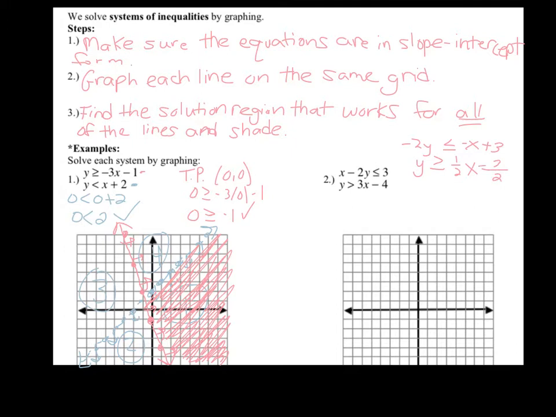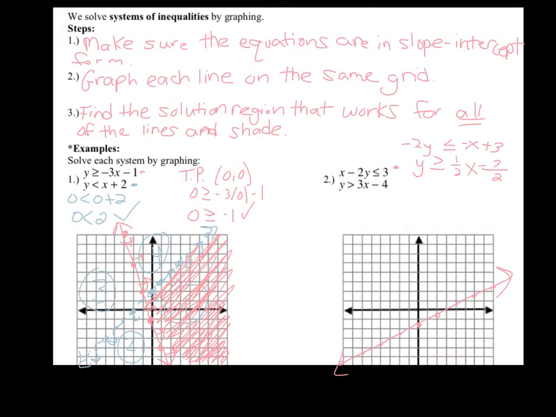So I'll start down at -1.5. And then my slope is 1/2, so I go up 1 over 2, up 1 over 2, up 1 over 2, up 1 over 2, down 1 over 2, down 1 over 2, down 1 over 2. Because of the equal to line, I'll draw a nice solid line through my points. Okay, so there's the top equation.